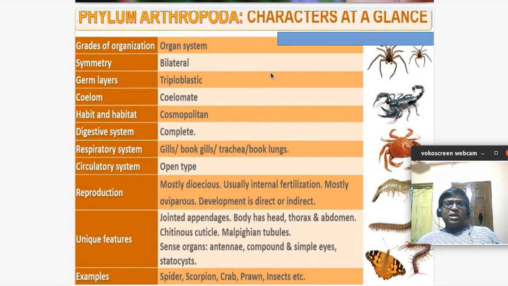Majority of the time they ask the salient features of phylum Arthropoda as well as salient features of phylum Annelida. So you should be able to write that. At the end, you should write the examples for phylum Arthropoda. Spider is an example for it. Scorpion, crab, prawn, that is Sigdi, and insects. So they are all examples for this phylum Arthropoda.